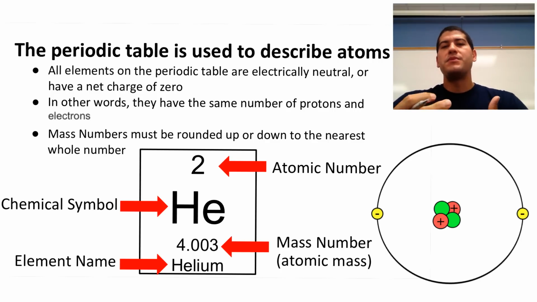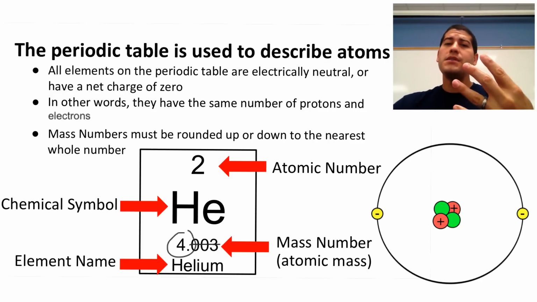The decimals represent something else that you'll learn about in high school chemistry, or maybe this year if we have time. But for now, be sure to round the mass number up or down to the nearest whole number. So 4.003 rounds down to 4. If you have a total of 4 subatomic particles in the nucleus of this helium atom, and you already know that 2 of them are protons from the atomic number, how many of them are neutrons? Must be 2, right?